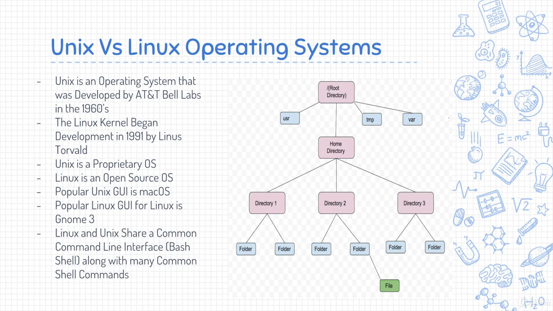Now, I understand what I have gone over thus far has been very brief, and I debated about how much detail I wanted to get into concerning the history of Unix and Linux. However, since the nature of this course is practical and not theoretical, the main takeaway that I want you to get from this lecture is that while Unix and Linux are two separate operating systems, they do share a common command line interface known as the bash shell, and that is what you will be learning about throughout the rest of this course.